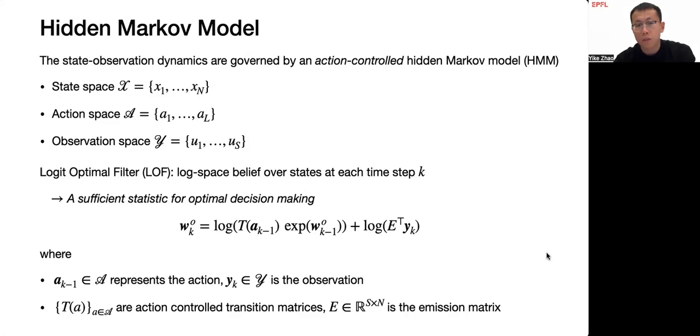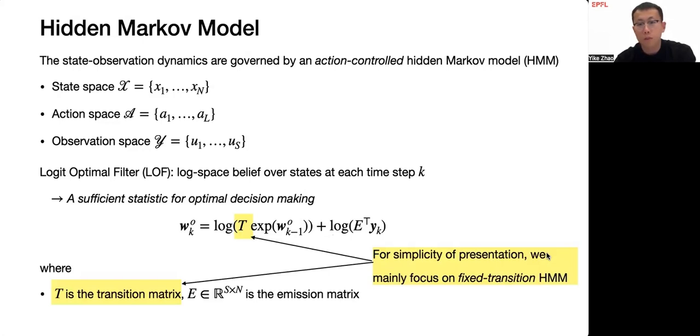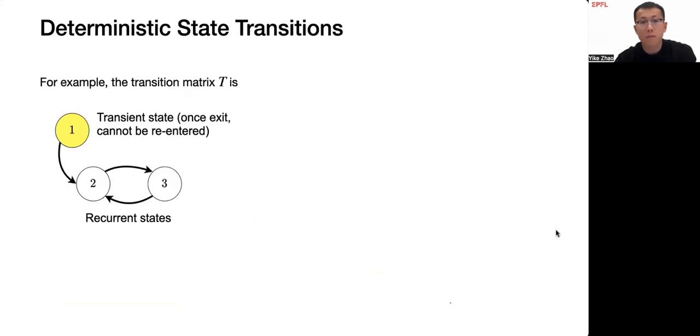In the filter dynamics, A_{k-1} is the action, Y_k is the observation, the T_a are action-controlled transition matrices, and E is the emission matrix. But for simplicity, we mainly focus on the fixed-transition hidden Markov model, where the state transitions are fully governed by this fixed transition matrix T.